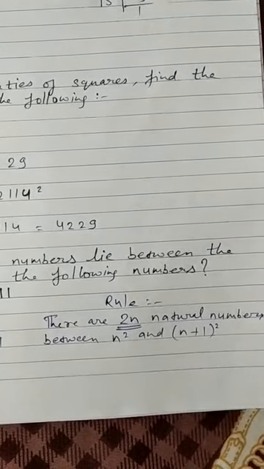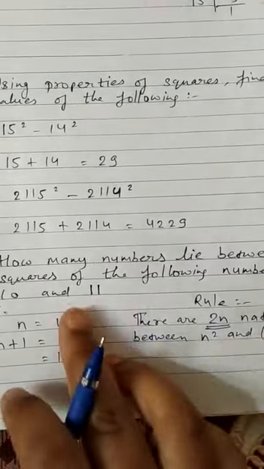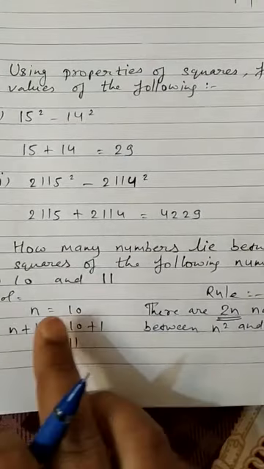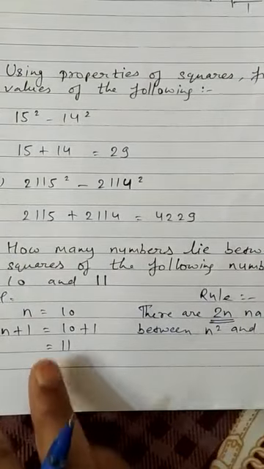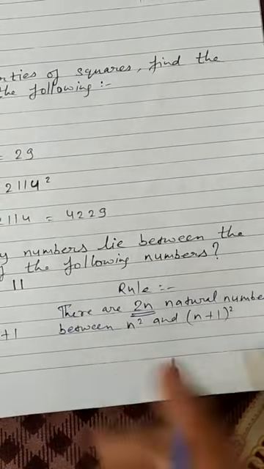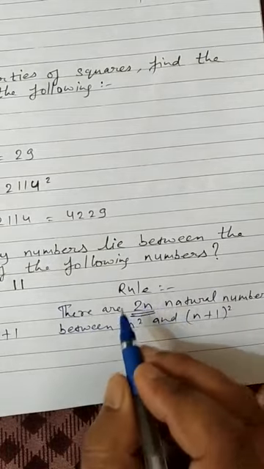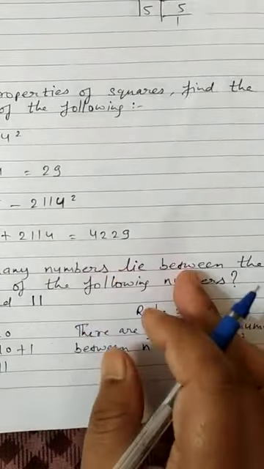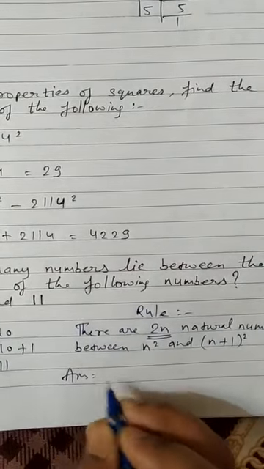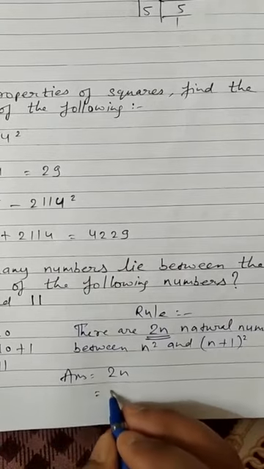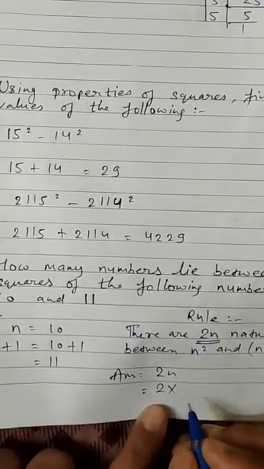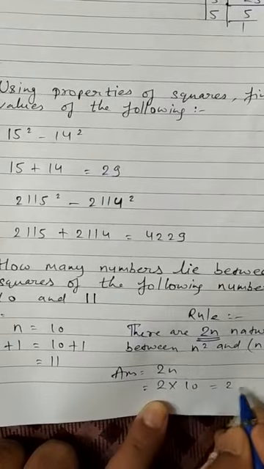So in our question it is said that how many numbers lie between the squares of these numbers. The square of n is n square and the square of n plus 1 is n plus 1 whole square. As the rule says, there are 2n natural numbers. So we have to find how many numbers. 2n means 2 into what is the value of n? The value of n is 10. So 2 tens is 20.